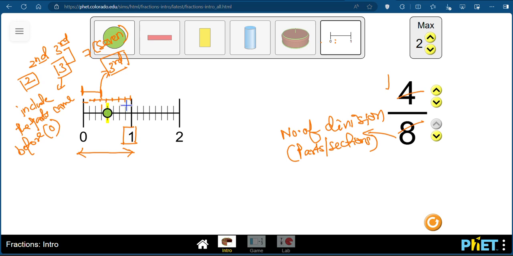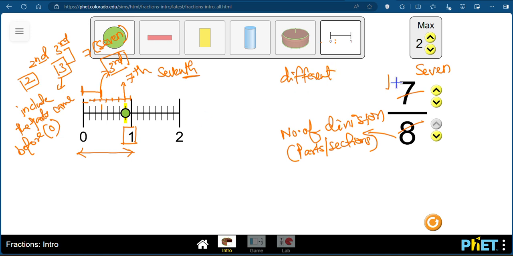Okay. Now what does this line represent? Let's see. First, second, third, fourth, fifth, sixth, and seventh. This is my seventh line. Seventh. This is why I have 7. But this 7 and this seventh are different.